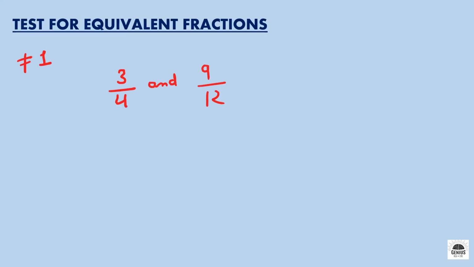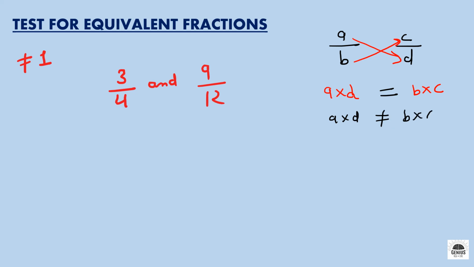To check whether two fractions are equivalent or not, we can do cross multiplication. Suppose we have two fractions a by b and c by d. First we will multiply the numerator of the first fraction with the denominator of the second fraction, so a into d. Now we will multiply the denominator of the first fraction with the numerator of the second fraction, so we will get b into c. If the results of both multiplications are the same, then these are equivalent fractions, and if the results are not equal to each other, then these fractions are not equivalent.